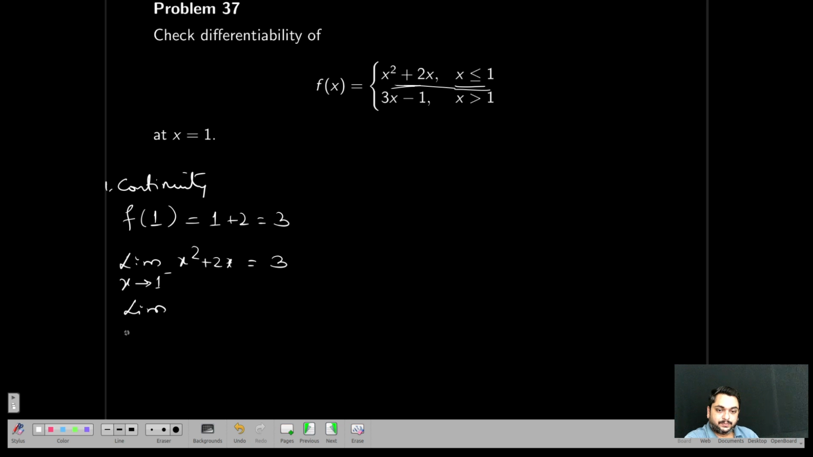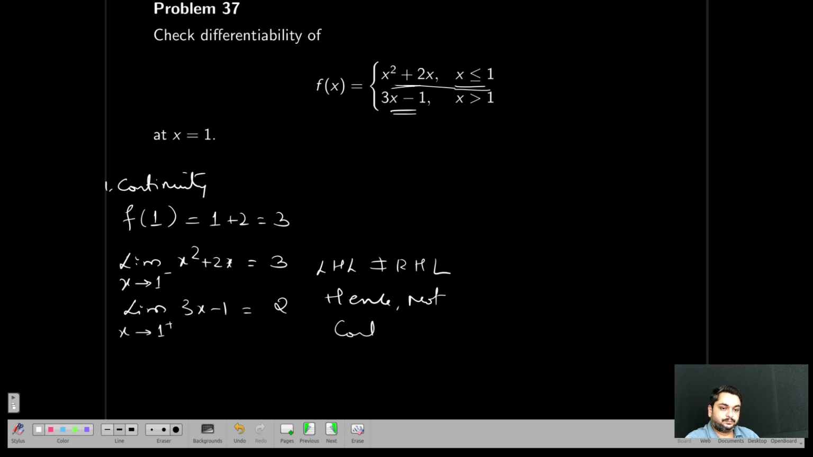Now check the right hand limit. 1 plus, I have to consider this function 3x minus 1. So if I put here, it will become 3 minus 1, 2. See, LHL is not equal to RHL, right hand limit, hence not continuous. Therefore, if it is not continuous, then it will not be differentiable. Therefore, it is not differentiable at x equal to 1. Okay.